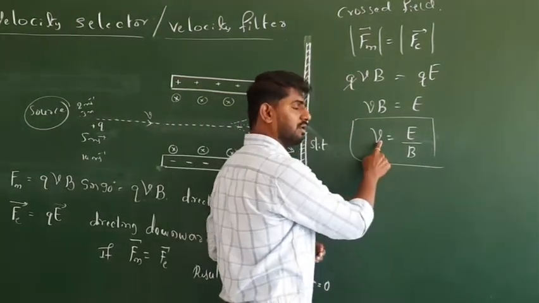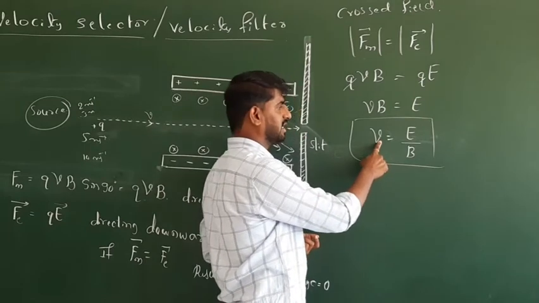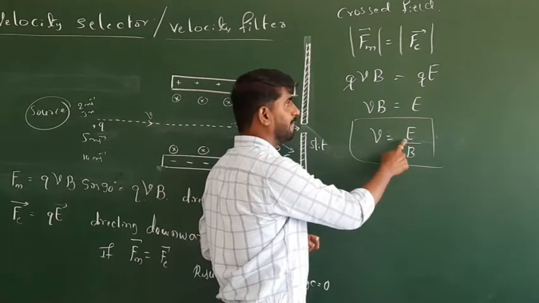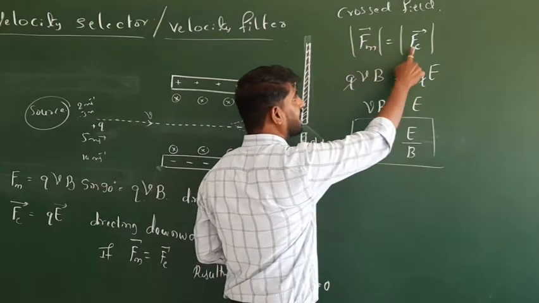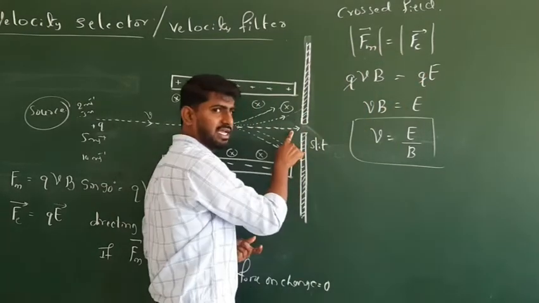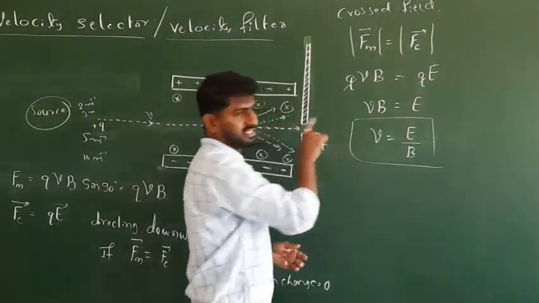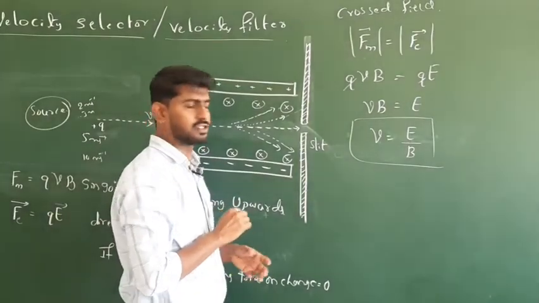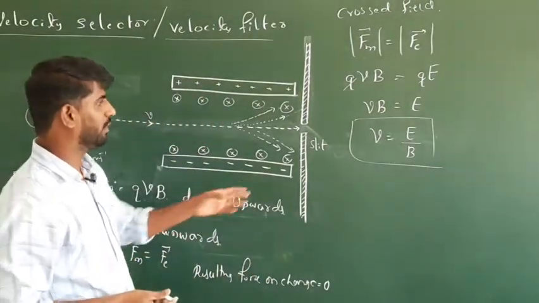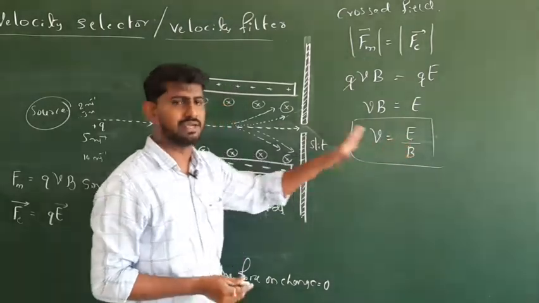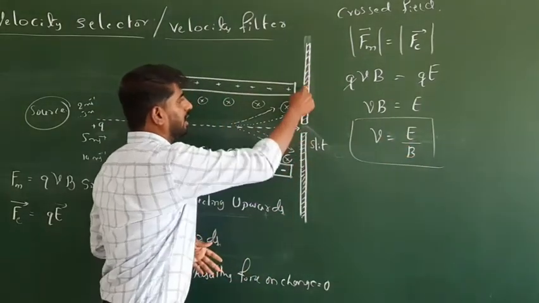V, the charged particle which has the velocity equal to the ratio of electric field and magnetic field, can experience equal magnetic and electric force. So, the net force on that charged particle is 0. Then they can move undeviated. Is it clear? Then the remaining charges which are moving at a velocity other than this one, they will be blocked by this cover.